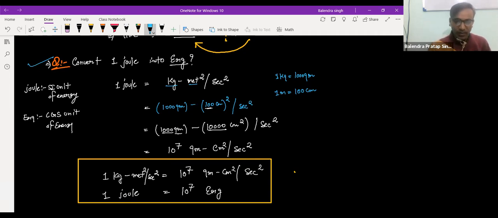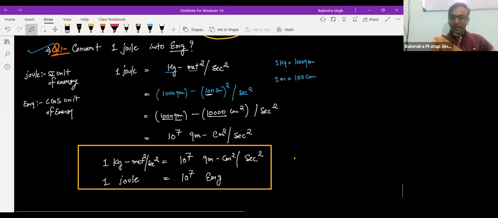So this is an example of dimensional analysis. You can also convert this erg into joule. So what will be the result? 1 erg is equal to 10 raised to the power minus 7 joule. So you can take the reverse process. Similarly, you can convert erg into joule.